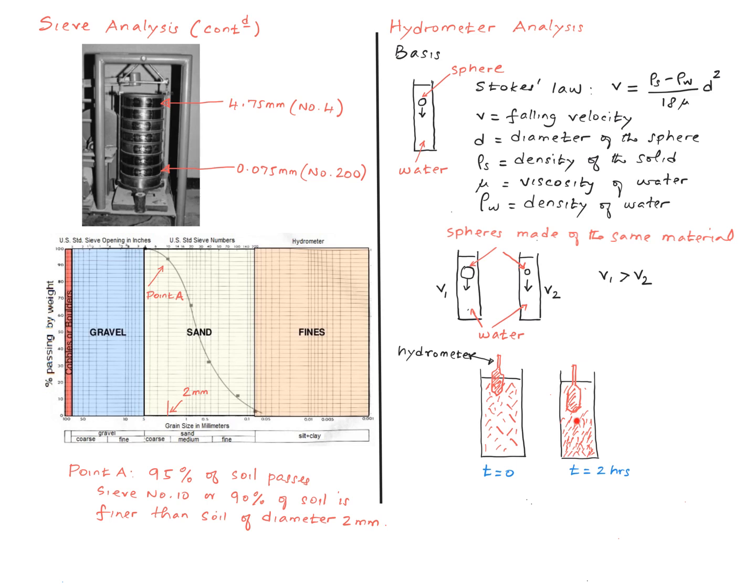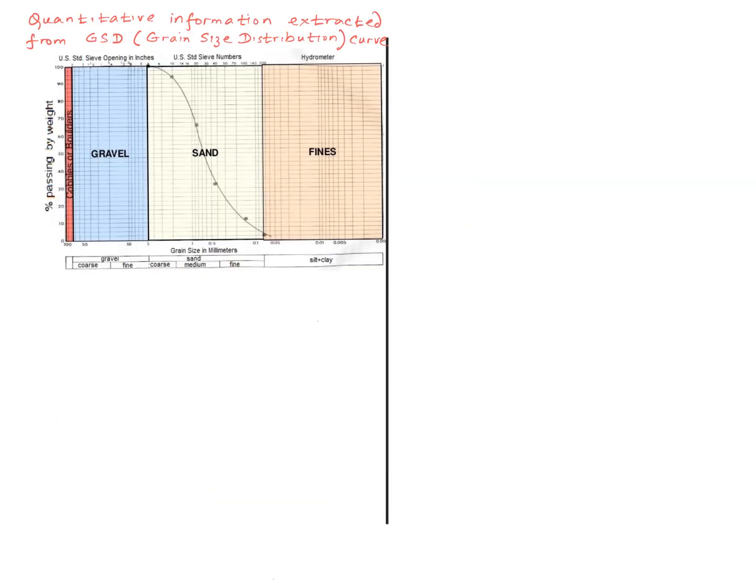So by keeping track of this with time, it turns out that you can calculate the particle distribution in the sediment. I'll let you refer to a book for full details of the analysis involved in extracting the grain size distribution of the fine-grained part. Let me bring that grain size distribution curve from the previous slide and talk about some quantitative information that we extract from the grain size distribution curve that will later be used to classify the soil.